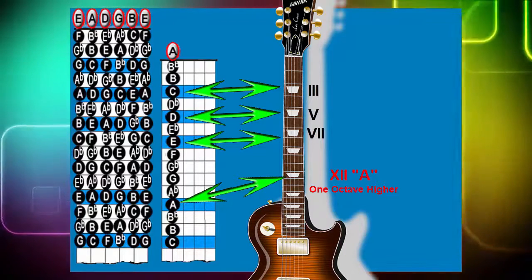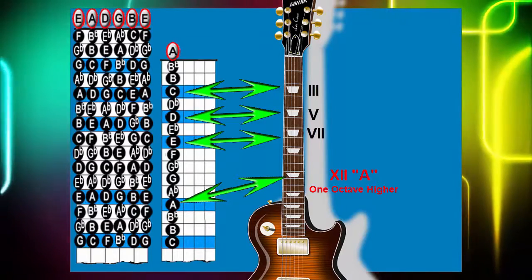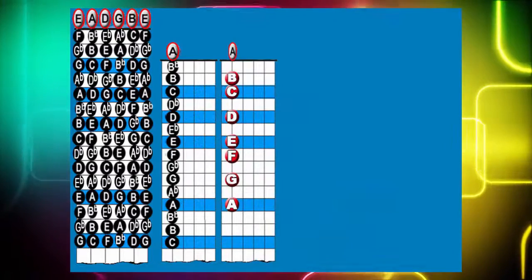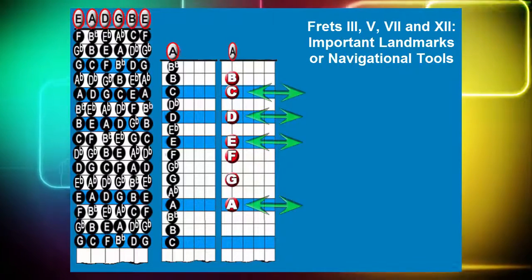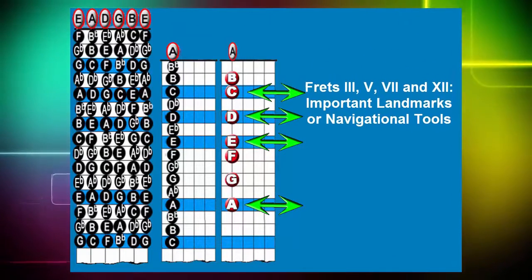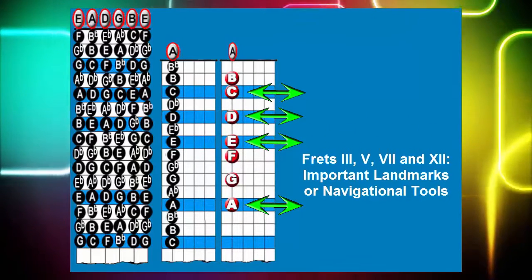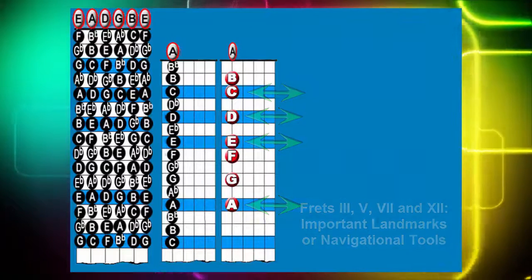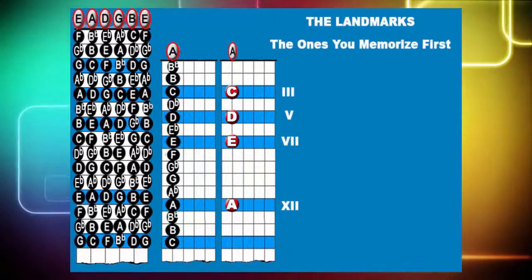For purposes of visualizing and memorizing, I think of frets 3, 5, 7, and 12 as important landmarks or navigational tools for me to use in my playing. That's why I like to shade in these frets in my lesson plans and educational material. It's my basic system of being able to see the whole guitar neck and simplifying something that seems difficult.